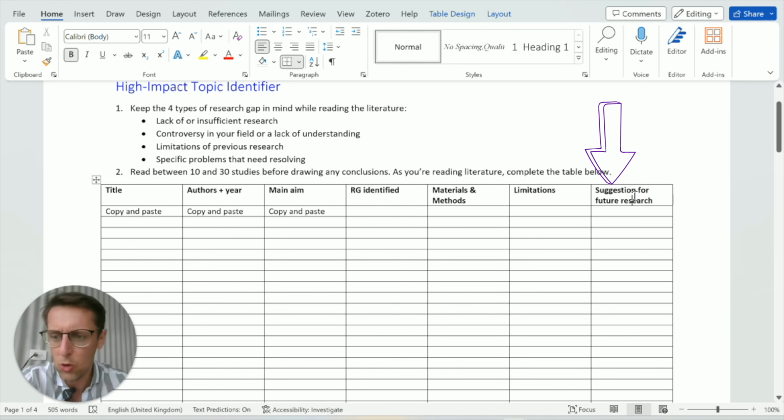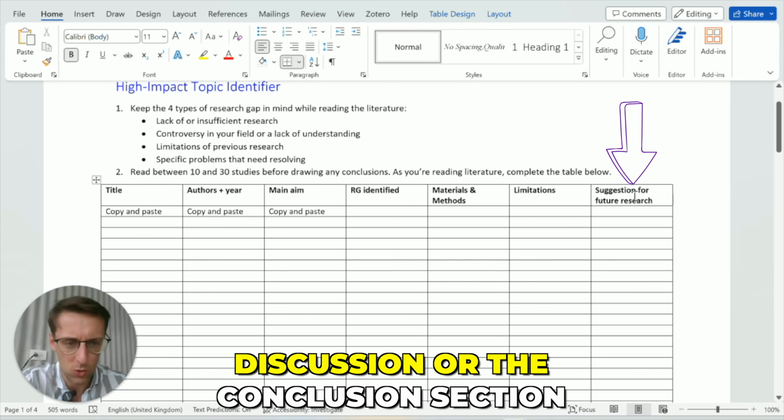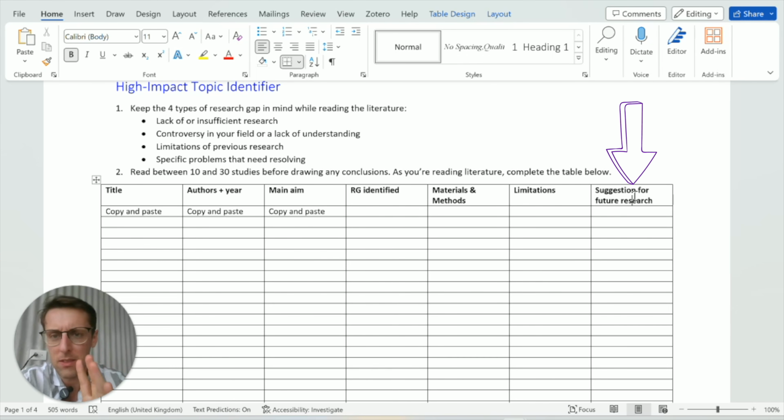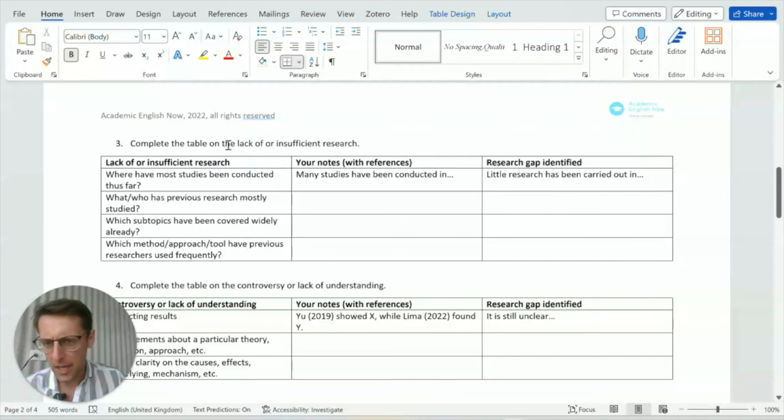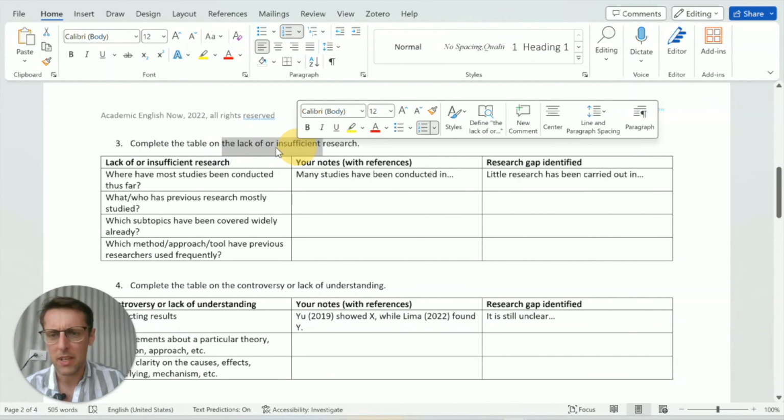And then suggestions for future research, and again, this is in the discussion or the conclusion section, and this is great for finding ideas for your own research. Because if you're reading a paper that was published this year or last year, and the researchers are suggesting what future research should do, well, they're talking directly to you and what you should do in your paper. And it's likely other people haven't done it yet, because this very paper has been published this year, for example. So you want to be completing this table, and then you can dig into specific types of research gaps.